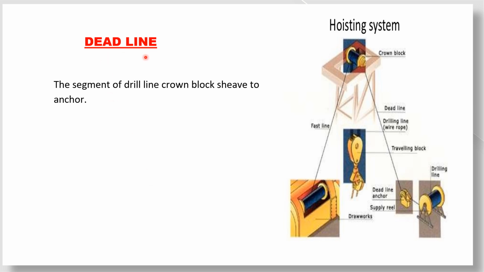So now this is the deadline. What is deadline? It's very simple. The deadline is the segment of drill line from the crown block sheave to the anchor. This is the crown block. Here we have the sheaves in the crown block. Below the crown block we have the traveling block, which also has sheaves, and the drill line is threaded through both the sheaves of the crown block and the traveling block.